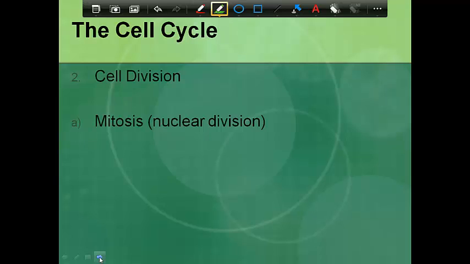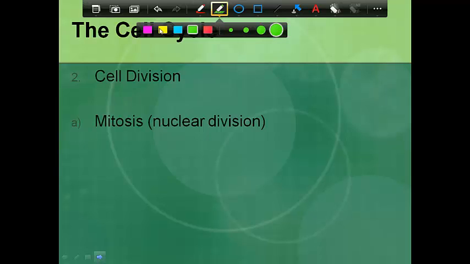The second part of the cell cycle is actual cell division, and that's where we're going to split those sister chromatids apart from each other. There's 2 parts to this. There were 3 parts to interphase, but there's 2 parts to actual cell division. First, we have to divide the nuclear material, so in other words, the sister chromatids, right? The DNA has to be divided equally between the 2 cells, so they both have the same sets of instruction. And this is what we call mitosis.